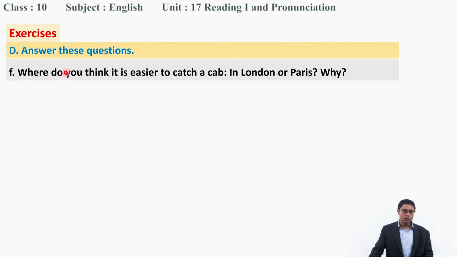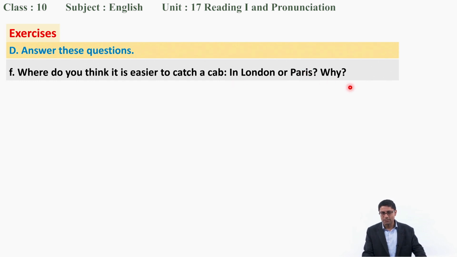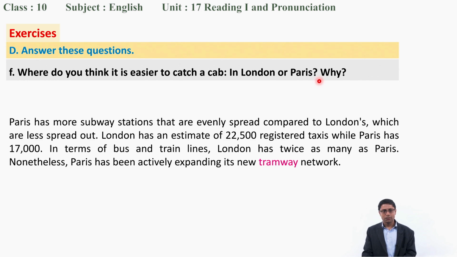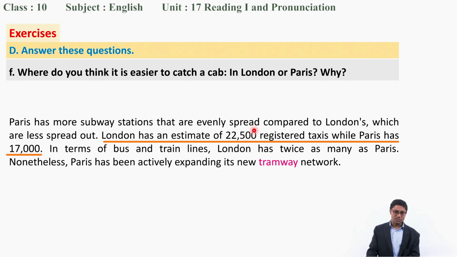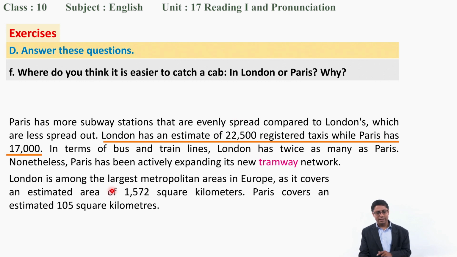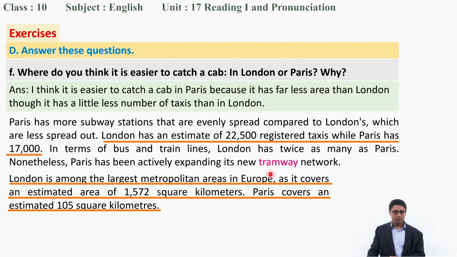Now last one. Why do you think it is easier to catch a cab in London or Paris? Why? You have to give the reason also. So, you see, you can find there. London has 22,500 taxis, and Paris has 17,000 taxis. So, looking at this region, you may say London is easier. But look at their areas. See there? Look at the areas.